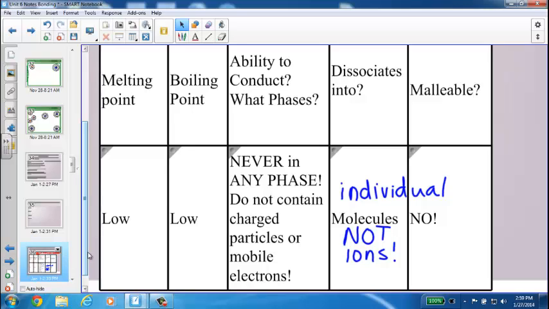Okay, so that's going to be it for tonight's video. Tomorrow in class, if we have class, we'll be talking about how we draw dot diagrams for covalent things.